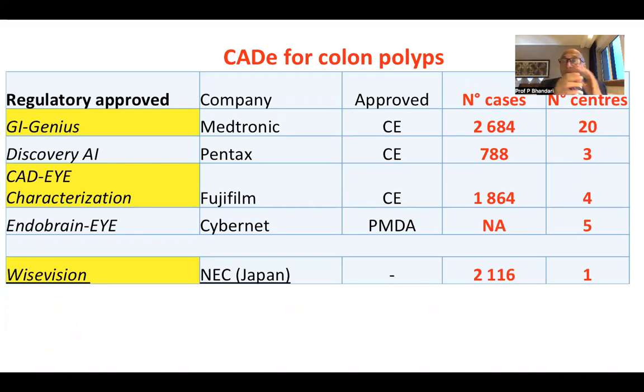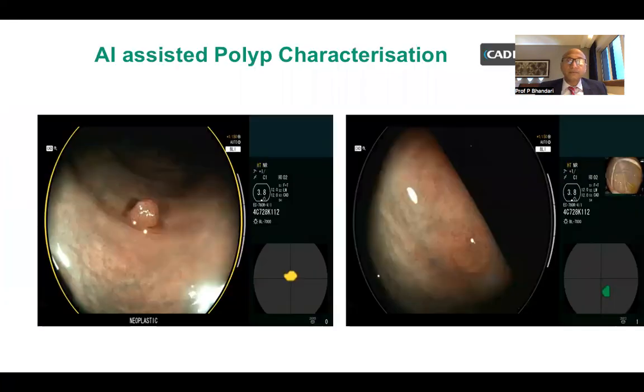Now, almost all companies are producing artificial intelligence, but right now, we know that GI Genius from Medtronic can predict, not just detect, but predict histology. CAD-I from Fujifilm can detect and characterize polyps, and Wise Vision from NEC Japan can detect polyps, characterize the nature of polyps, and actually this can also detect upper GI cancers. So I think Wise Vision has got a slight edge over the others.